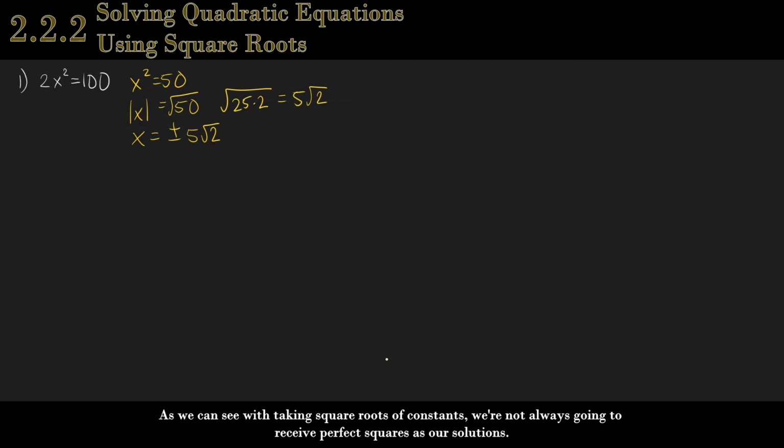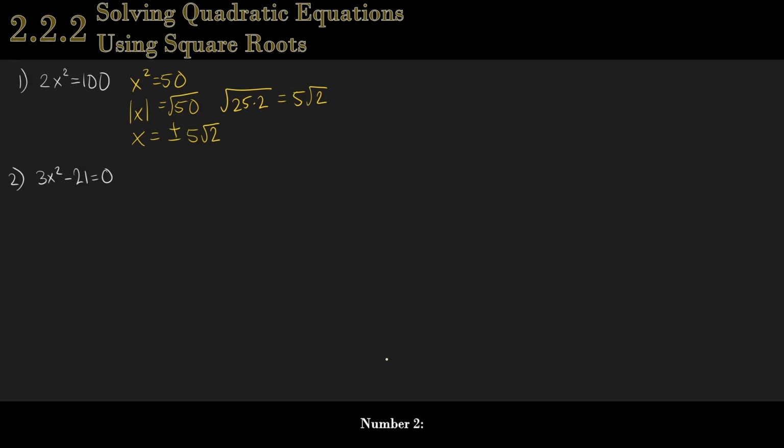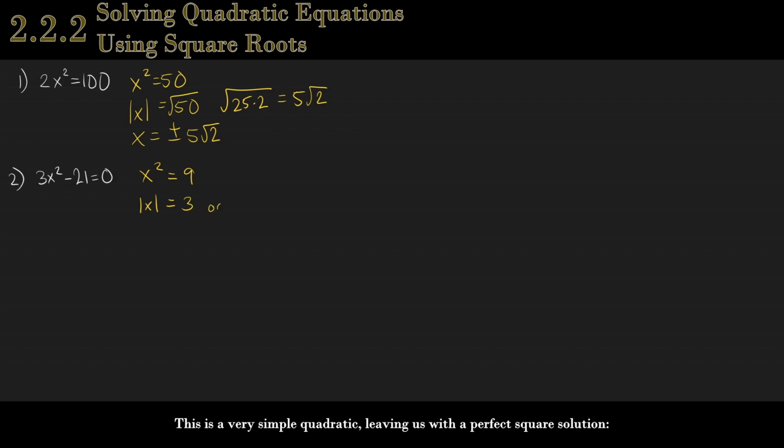As we can see with taking square roots of constants, we're not always going to receive perfect squares as our solutions. Number 2, 3x squared minus 21 equals 0. Here we have another quadratic that we must simplify before solving. X squared equals 9. This is a very simple quadratic, leaving us with a perfect square solution. The absolute value of x equals 3, or x equals plus or minus 3.